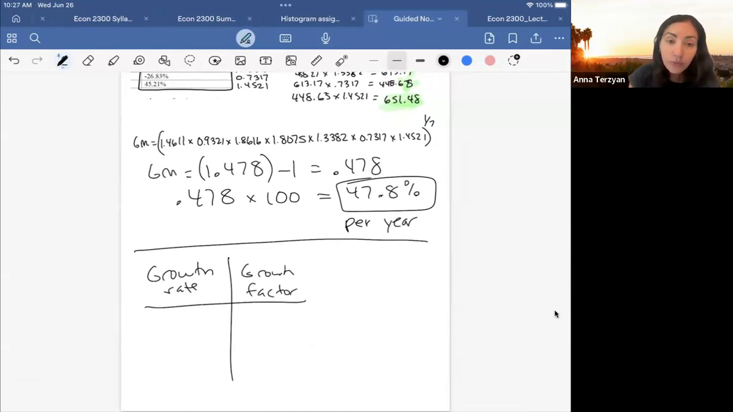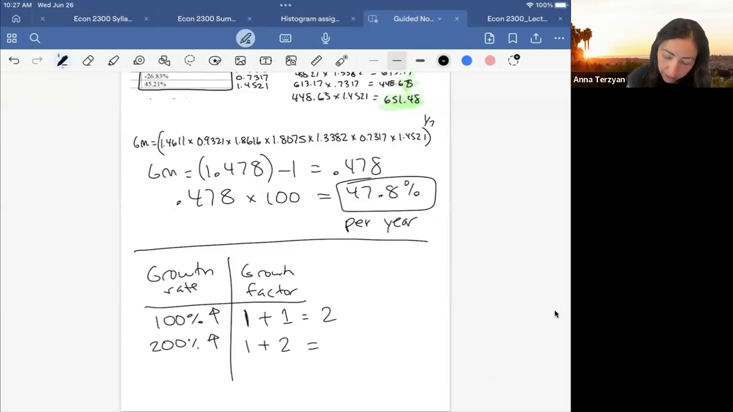So if something grows 100%, it grows by a factor of 1, right? Plus 100% as a decimal is 1. So it grows by a factor of 2. If something grows 200%, it grows by a factor of 3. And if something grows 300%, it grows by a factor of 4.